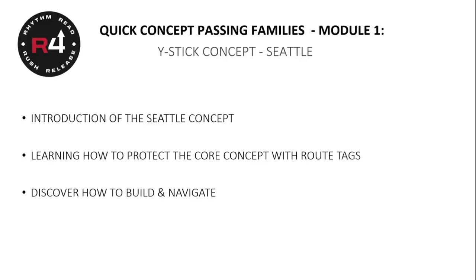In this module, we are going to introduce the Y-stick concept, also known as Seattle. Y-stick is a versatile quick game concept. Its core route structure is designed to attack zone coverage. However, it is also good against man with certain route tags and backside combination attachments. Many coaches pair stick with other route combinations and pick a side based on coverage and leverage advantage. R4 allows coaches and quarterbacks to connect both sides post-snap to ensure a full field attack. Let's begin.